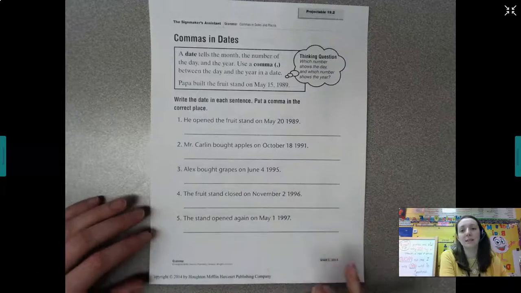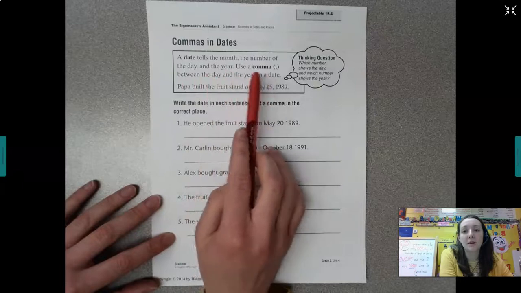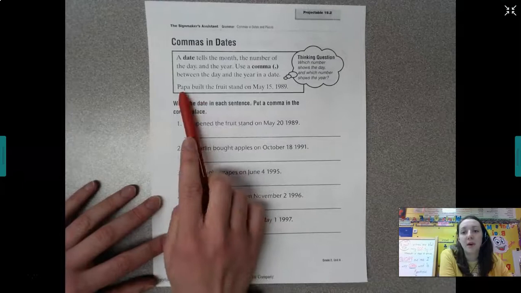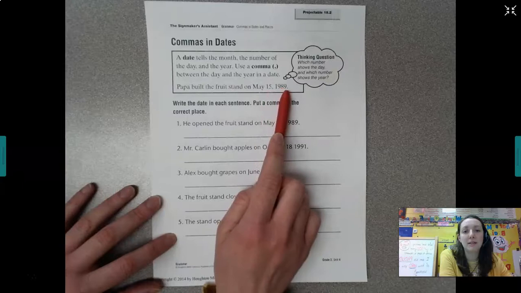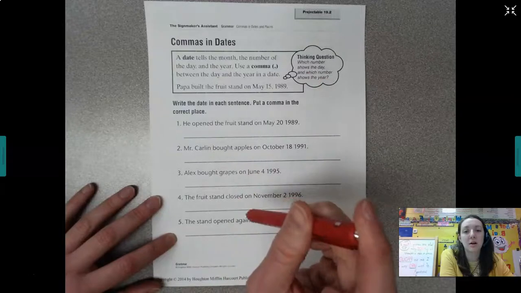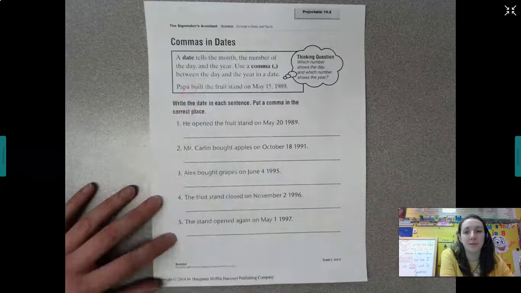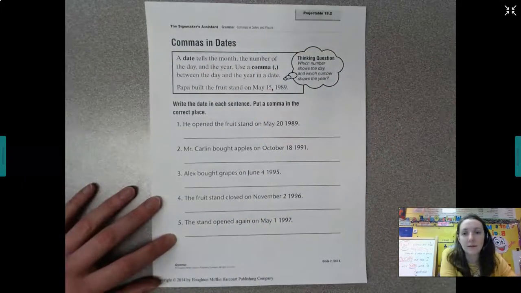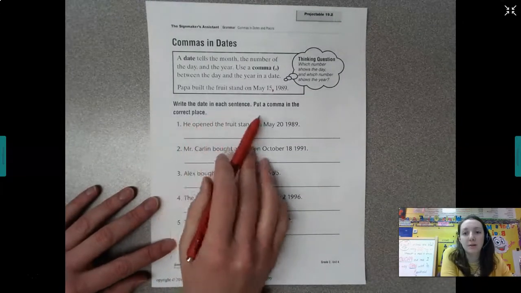So let's look at commas in dates. A date tells the month, the number of the day, and the year. Use a comma between the day and the year in a date. So, right here's our example. Papa built the fruit stand on May 15th, comma, 1989. And our thinking question is, which number shows the day and which number shows the year? So this number shows the day, 15, and 1989 shows the year. And it's kind of hard to see, but there is that comma here. Okay? Alright, so we're going to write the date in each sentence and put a comma in the correct place.